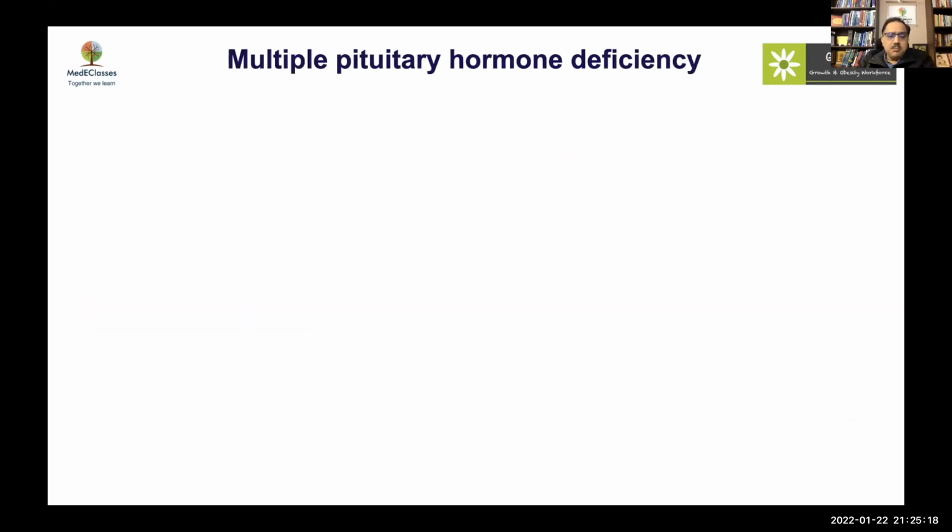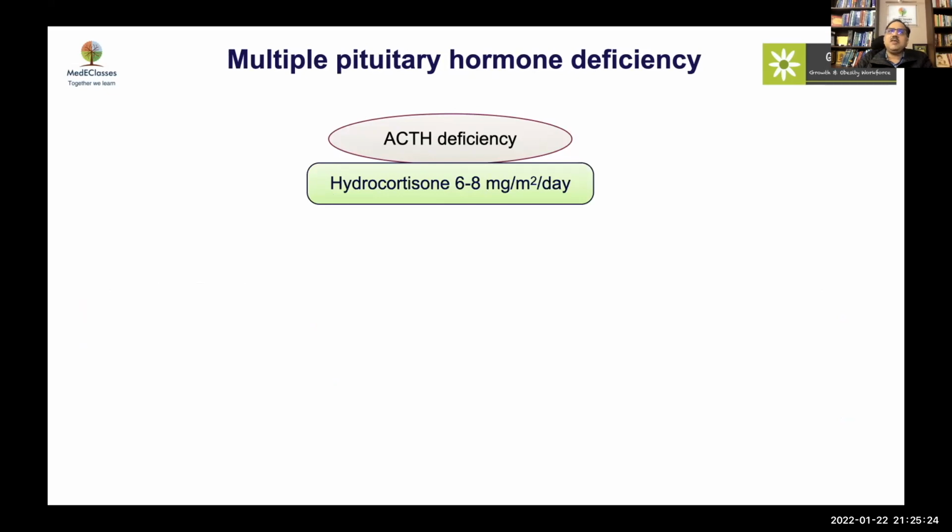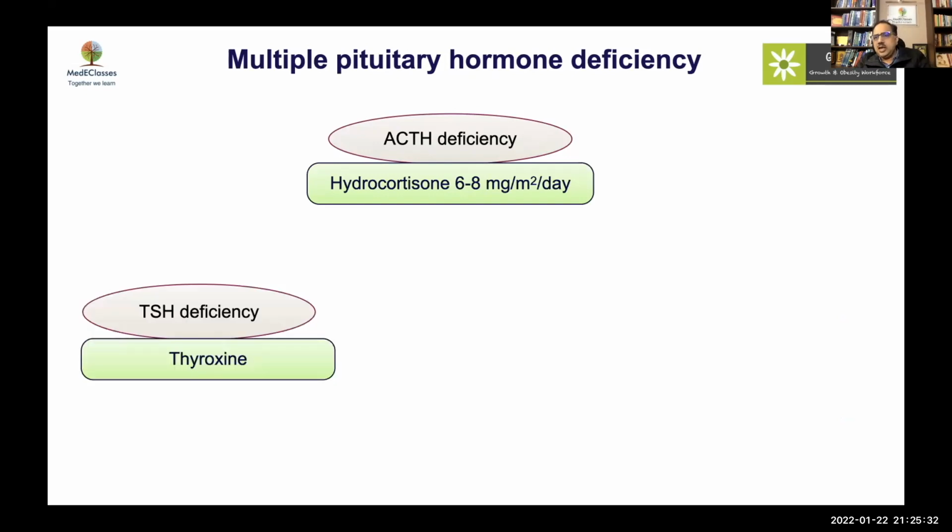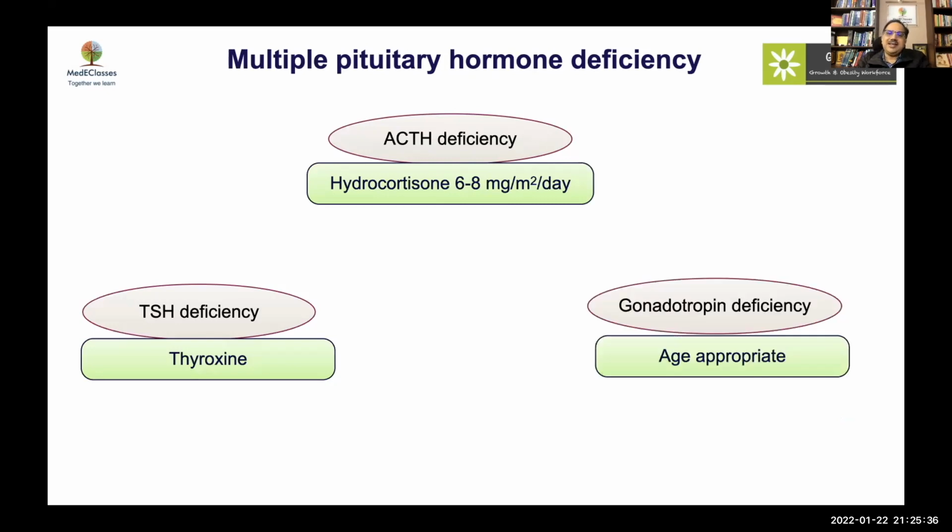Now, if somebody has multiple pituitary hormone deficiency, we have to be careful, because if you give treatment, the ACTH deficiency may worsen. So you start off with hydrocortisone at a lower dose, 6 to 8, and the dose may be increased. With TSH deficiency, again, you might need to increase the thyroxine requirement on follow-up, and consider an age-appropriate pubertal induction. So it's not just about growth, you're looking at many other factors, and thinking about other options.